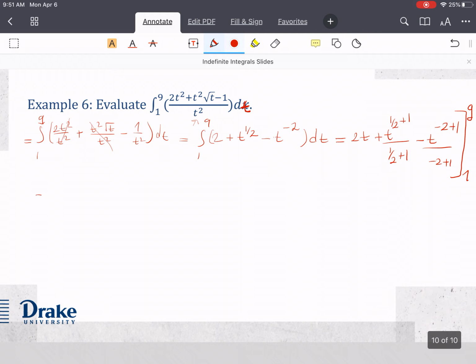So I continue doing that. I'm going to simplify the inside if I can. So 2t plus this thing gives me 3 over 2. I'm going to flip it and write it as 2 over 3 times t to the 3/2, minus. On the bottom we have negative 1, so negative negative makes it positive, t to the negative 1. And I'm going to evaluate this from 1 to 9.